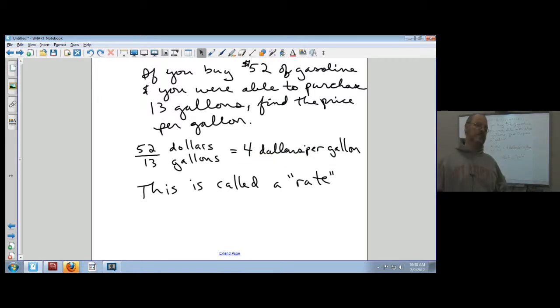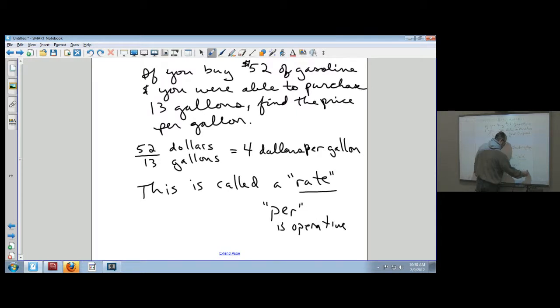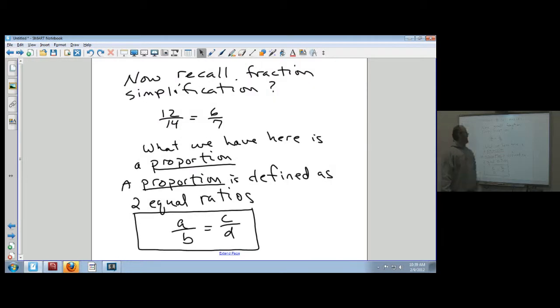Per is simply a word meaning ratio. It really does. It just simply means ratio. So every time we deal with a rate, we're going to be using the word per when we're dealing with a rate. Now, not every ratio has units associated with it, but this right here is called a rate. And the word per is operative for rate.